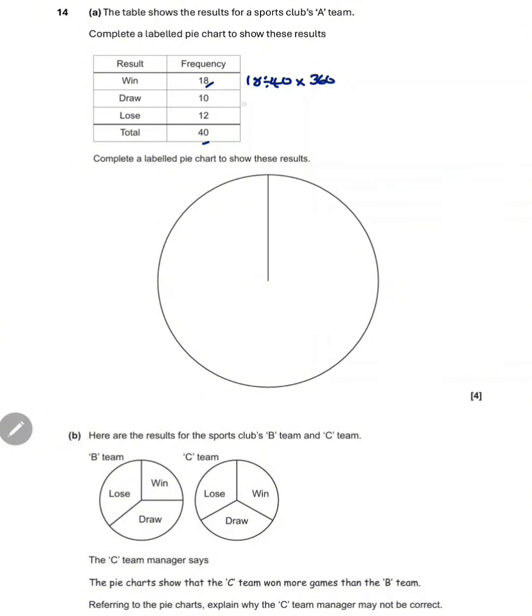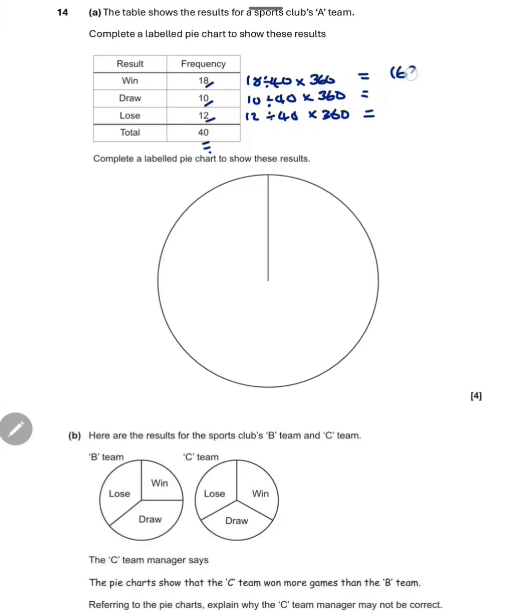Let's get rid of that. For the next line, I'm going to do 10 divided by 40, 10 out of 40 and multiply by 360. And then I'm going to do 12 out of 40, 12 divided by 40 times 360. And that's going to give me the angle needed for my pie chart. Some people find what one person is worth as a degree. It's just the same calculation, but in a different order. So I'm just going to work these out on a calculator.